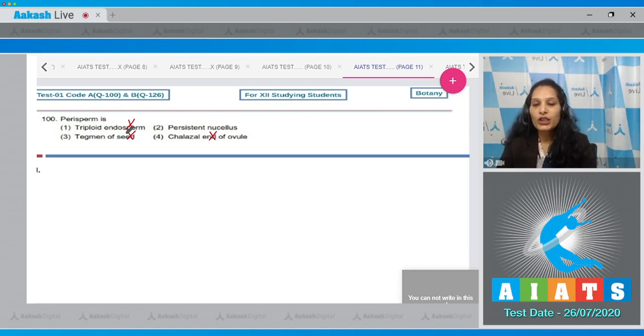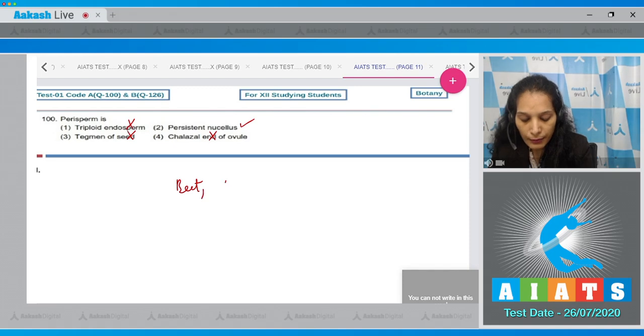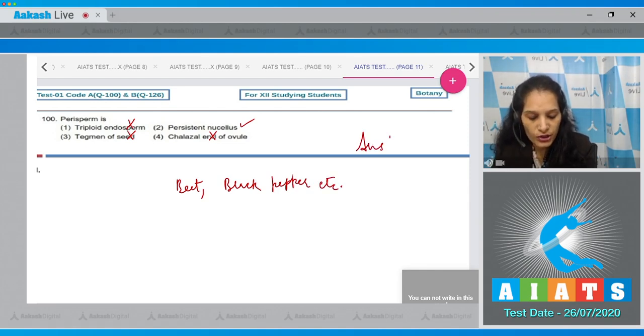Second, persistent nucellus. Yes, the nucellus is generally consumed during the development, but in some seeds you will find the nucellus because it is persistent and it is called the perisperm. It is seen in seeds of beet, black pepper, etc. So the correct option is option number 2. Let's move to the next question.